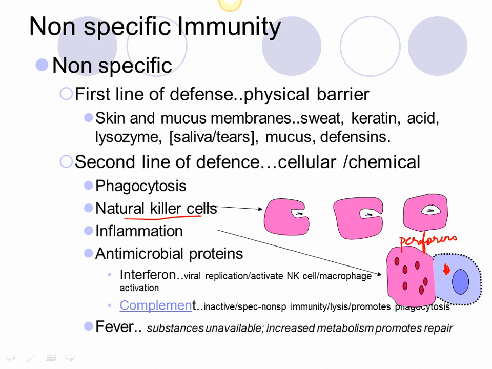When they attach themselves to these virus-infected cells or cancer cells, they secrete these perforins, and as the name suggests, perforin means to perforate. So they cause minute holes in the cell membrane, so the cell actually just ruptures or lyses. So there is cell lysis. So that's the way the natural killer cells act.